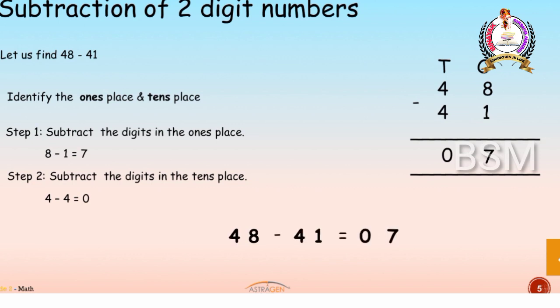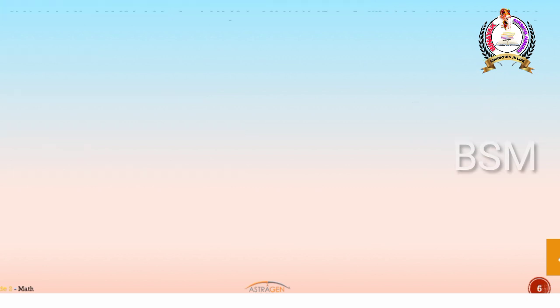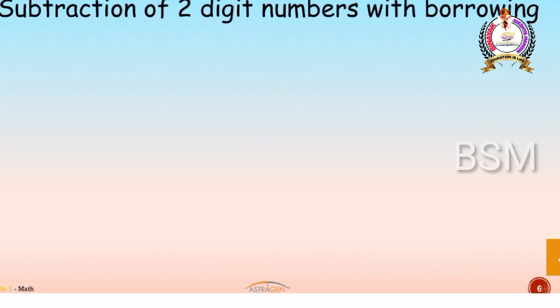Did you understand, children? This is simple subtraction without any borrowing. Now, what do you mean by borrowing? Suppose, children, the full number on the top should be big and the number on the bottom should be small.